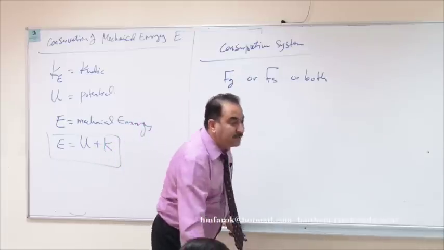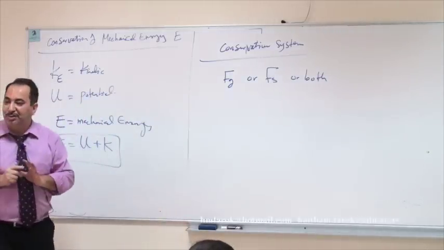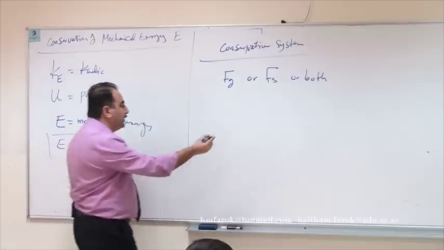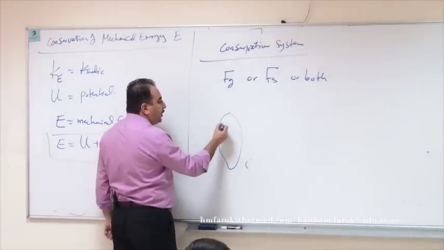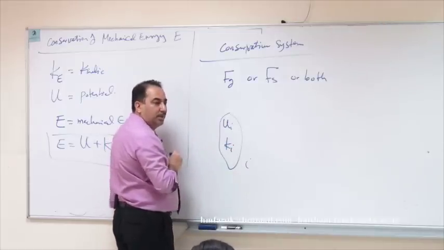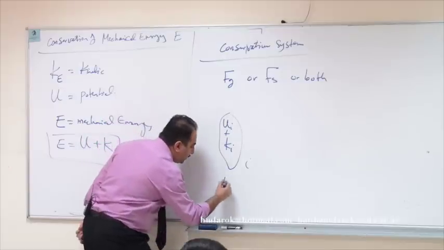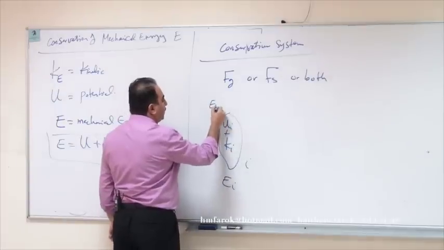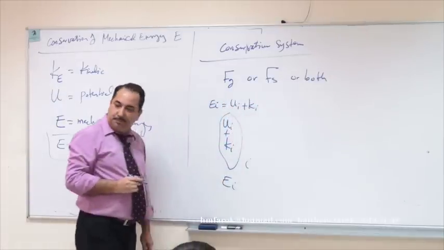Now, when the system is conservative, it means that E doesn't change. Your energy doesn't change. So let's say your system is here initially. What you have initially is potential energy initial and kinetic energy initial. If I add them, I get the mechanical energy initial. What do I write here? E initial equals UI plus KI.